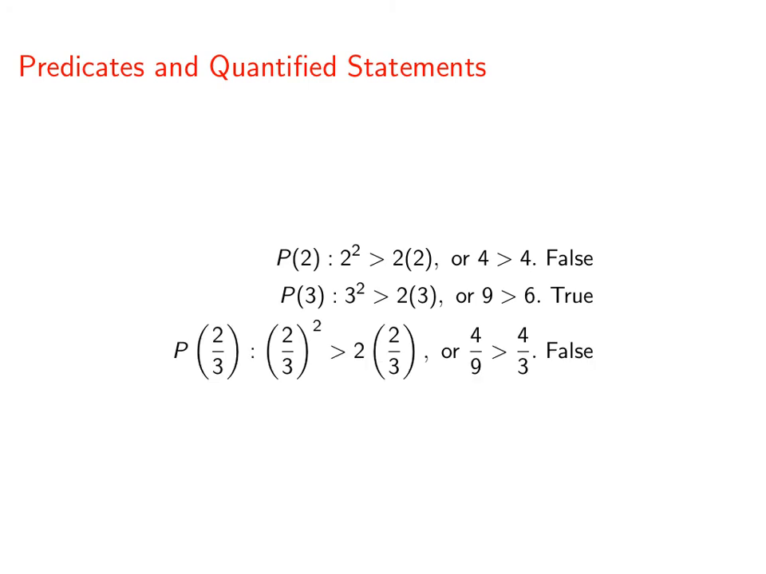If we plug in 2/3, we get (2/3) squared is bigger than 2 times 2/3. 4/9 is bigger than 4/3, and that's false. So plugging values into the predicate will tell us whether the predicate is true or false.